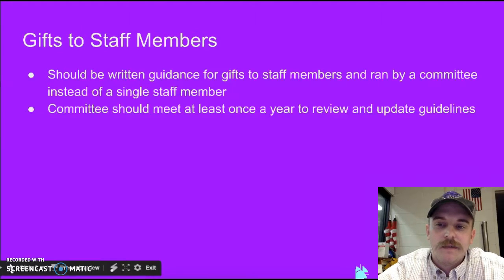Our world changes every year. There are new laws that go on the books, things of that nature. It's just good practice to have a review of things like this every year or as needed.